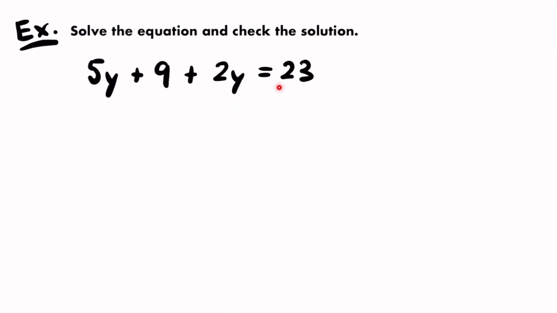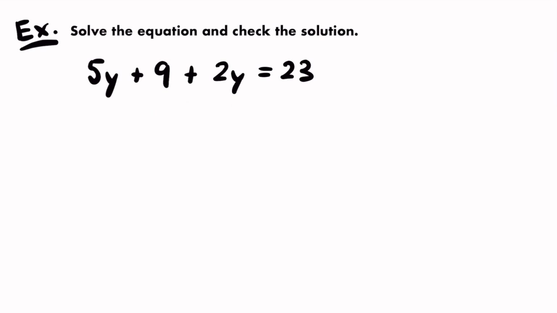All right, so here's our last example. It looks a little bit different than our previous examples. Our equation is 5y plus 9 plus 2y equals 23. So this equation is a little bit weird because we have two terms that involve a variable. We really haven't done that in the rest of our examples, and so you might think that we can't solve this, but we actually can.